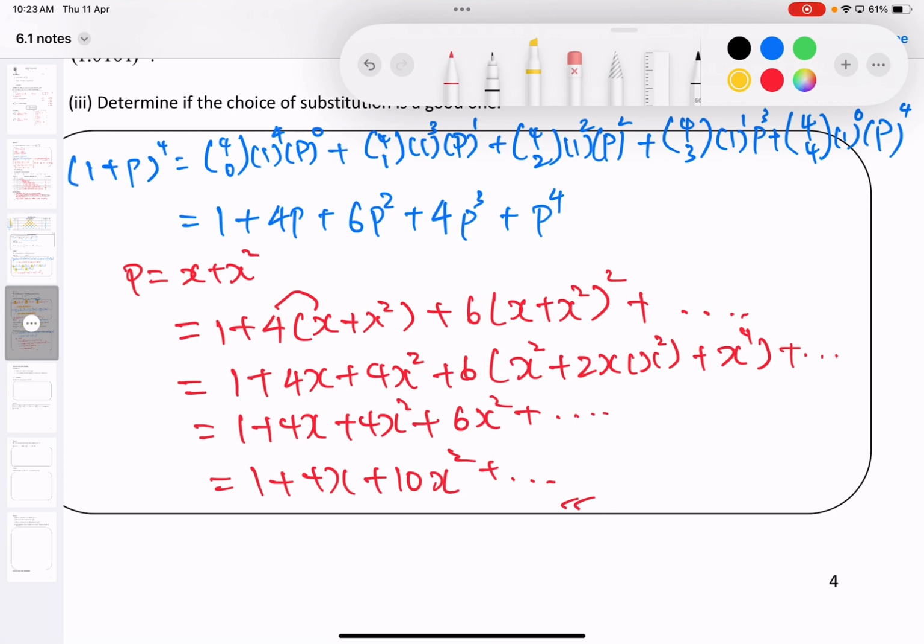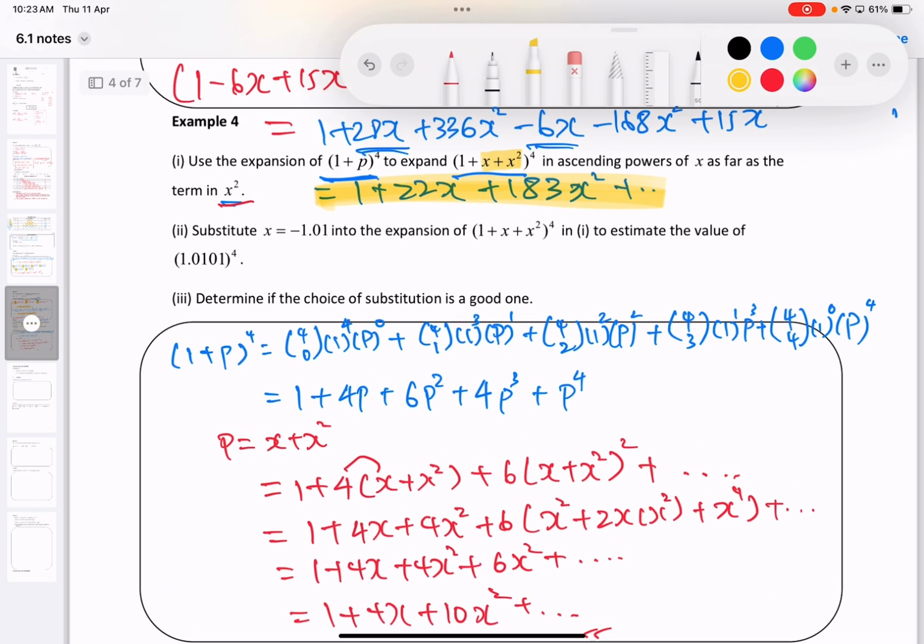This one will just be your normal expansion already. So I can ignore all the terms that are higher than x squared, because the question asked me to ignore them. I simplify and I'll get this here. Now let's move on to the second one.